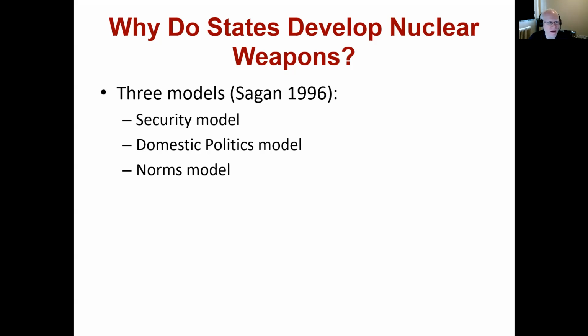And we've made that choice, and I think it's not a choice that's going to be changing anytime soon. Canada has the material, the technological know-how, and the equipment that it could very easily develop nuclear weapons if it so desired. It doesn't, and that's true of many other countries. So Sagan developed 3 models as to why states develop nuclear weapons: a security, domestic politics, and a norms model.